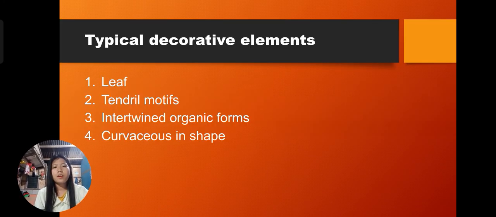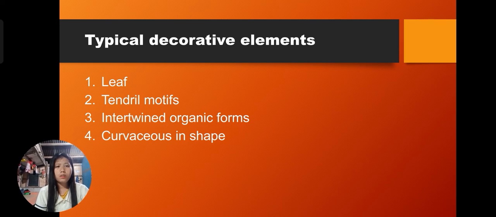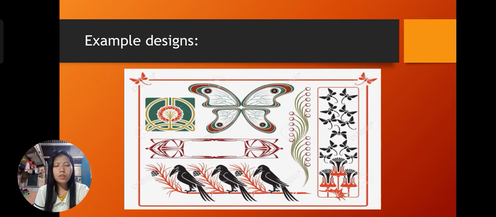I have here the typical decorative elements that are mostly present in the Art Nouveau movement. We have a leaf, terminal motifs, intertwined organic forms, curvaceous in shape. Those are the elements that are mostly present in Art Nouveau. I have here an example of designs of Art Nouveau.